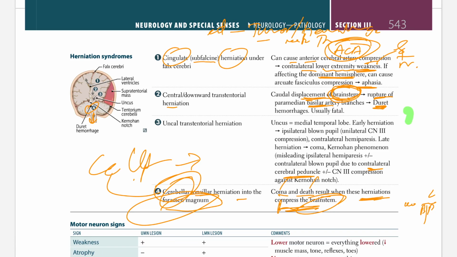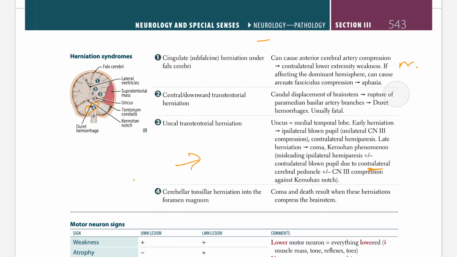So here we have simple things, and super easy. All you have is an increase in pressure, ICP is increased. That's going to put pressure on the brain to herniate through the weak points. Okay, so the first is the cingulate herniation under the falx cerebri. That's going to cause ACA compression, which is going to give you lower extremity weakness. And if it's the dominant hemisphere, it's going to cause aphasia because of compression of the arcuate fasciculus.